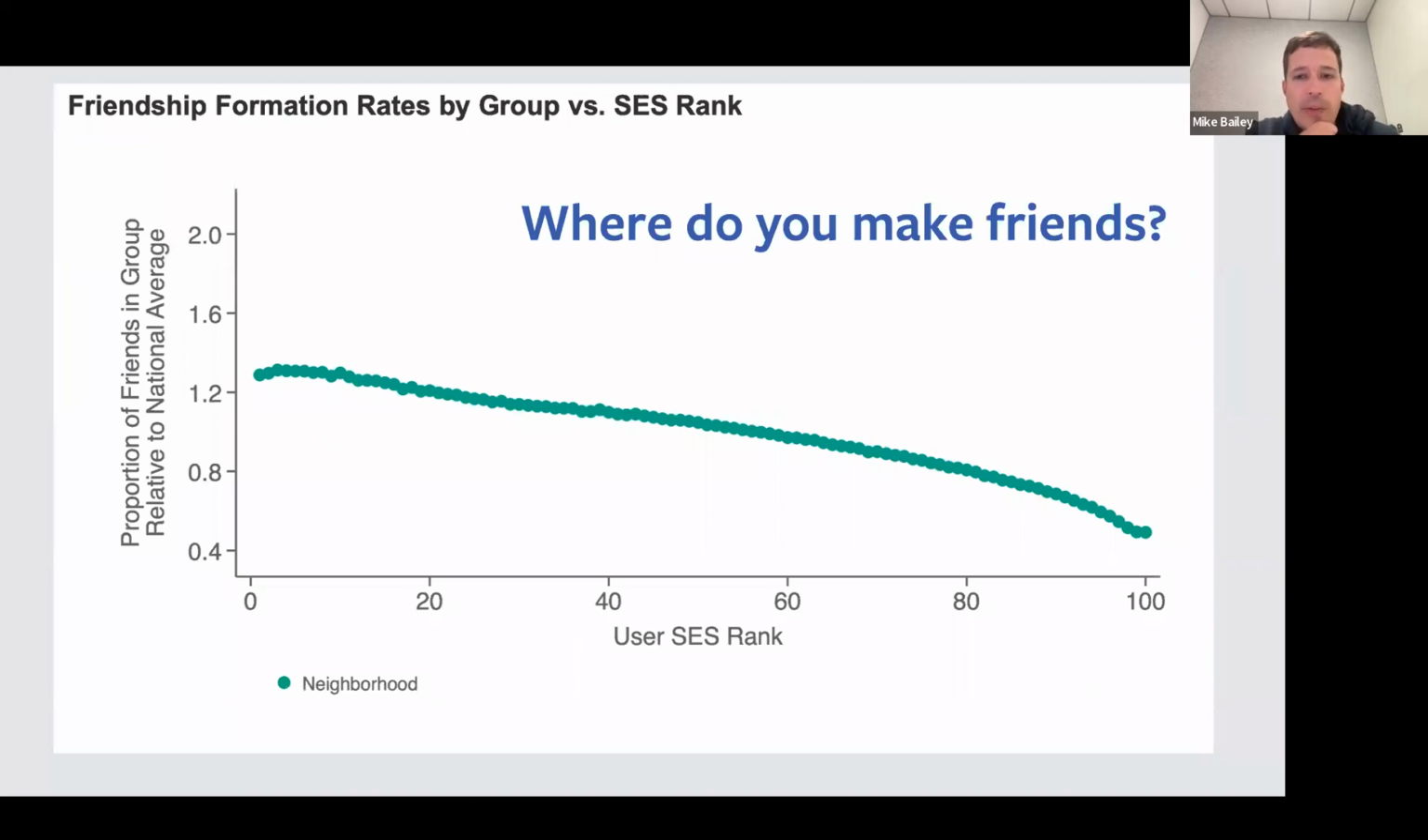Another way we were thinking of looking at this is, maybe people make friends in different places, right? Maybe the rich people are making friends in college and the poor are making friends in their neighborhood. So if you look at the SCS rank and the proportion of friends that you make, I should add here, where do we get this data? Well, we observe a zip code for everyone in our network. And so that tells us which of your friends live in your zip code, which we call a neighborhood friend.